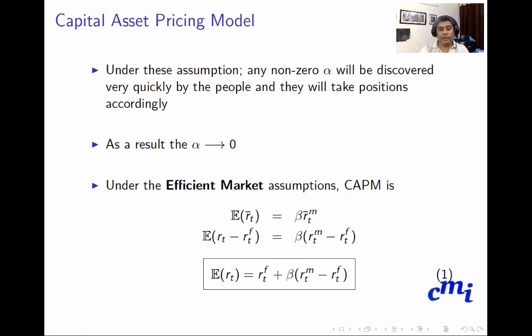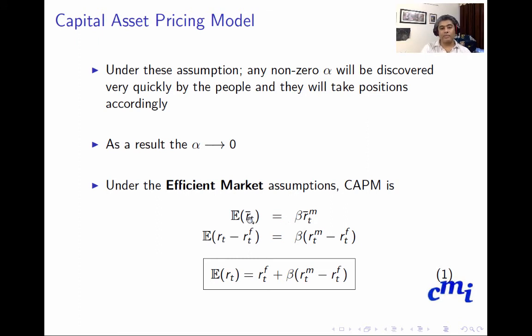Because of the selling pressure, the price will fall, and whatever negative alpha was there will go to 0. So under the efficient market assumption, alpha is always 0, and hence the expected value of RT bar is equal to beta times RTM bar. Because alpha is 0, we just dropped it.